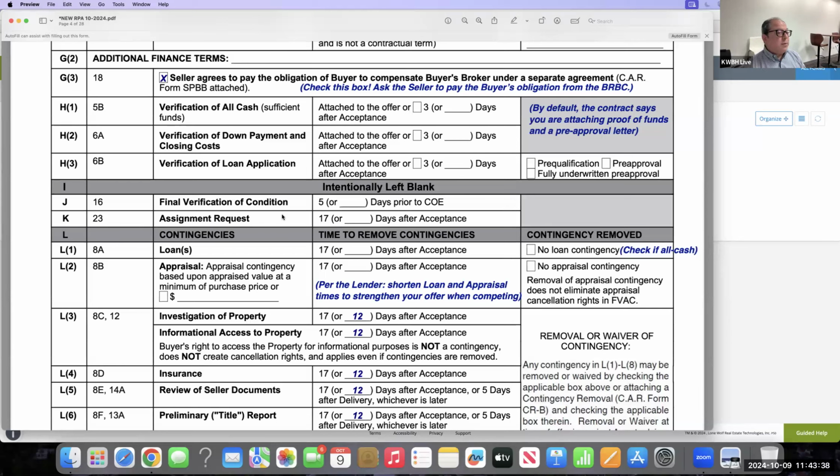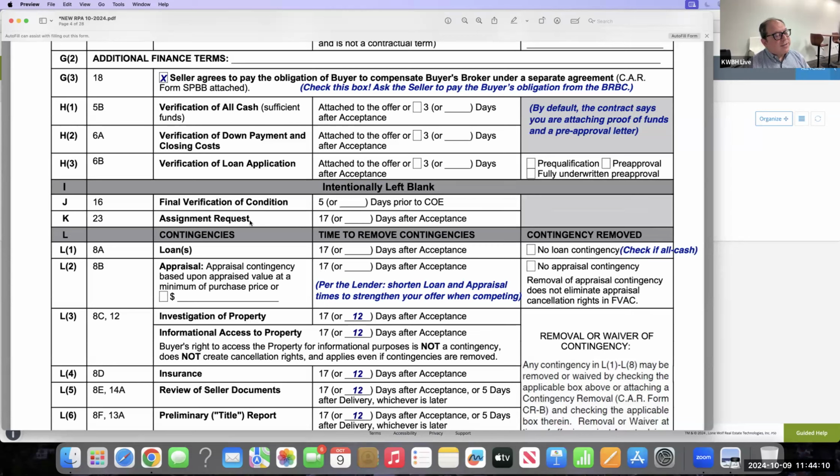Okay, so you have to be careful as a listing agent about this assignment request. If I get an offer from a buyer only putting $5,000 deposit, that could be a wholesaler. That's what we call a wholesaler, someone who's trying to flip a contract. And there's a lot of it going on right now. You don't check this if you're a listing agent, and you can assign it. It's not illegal.